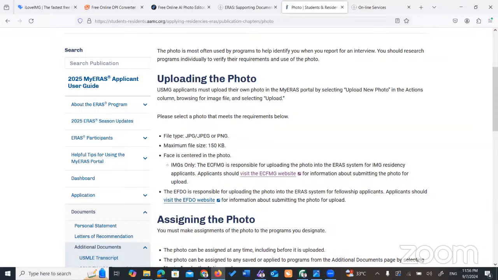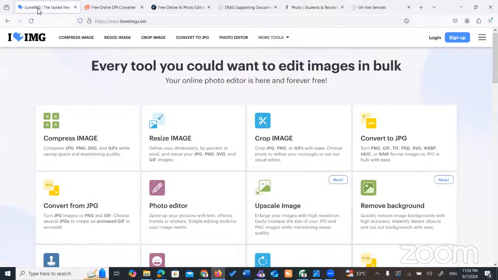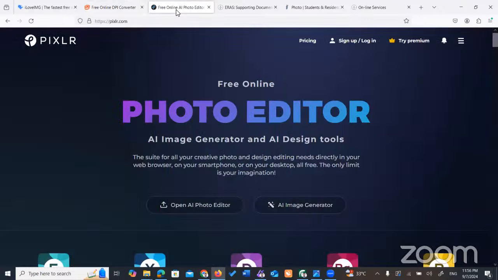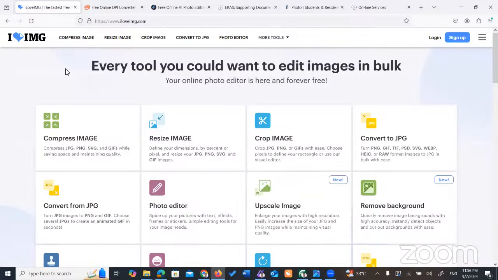The first one is called I Love IMG, the second one is called Free IMG Candy DPI Converter, and the third one is an AI tool called Pixlr. The first one is the master one, where you can edit and do everything. You can compress the image, reduce the file size, resize the image with dimensions, crop and manipulate the dimensions, and convert different file types from JPG to PNG, GIF, PSD, and these all are file types that have specific requirements and descriptions.